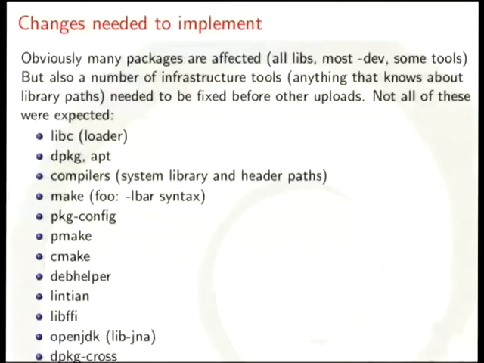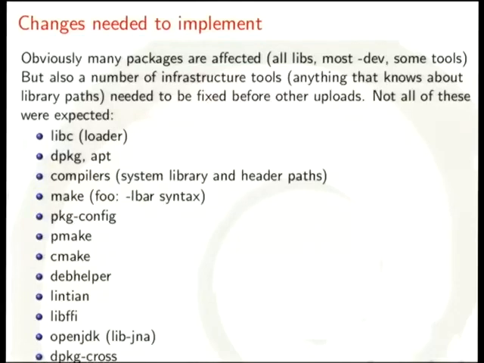So, to make all this work, we had to do quite a lot of stuff. Anything which knows where libraries are needs to be changed to understand the multi-arch world. So obviously libc and GCC and dpkg and apt are the core things. But it turns out, for example, the system library and header paths you get when you put square brackets around things and -L and don't specify a library need to include the multi-arch path now.